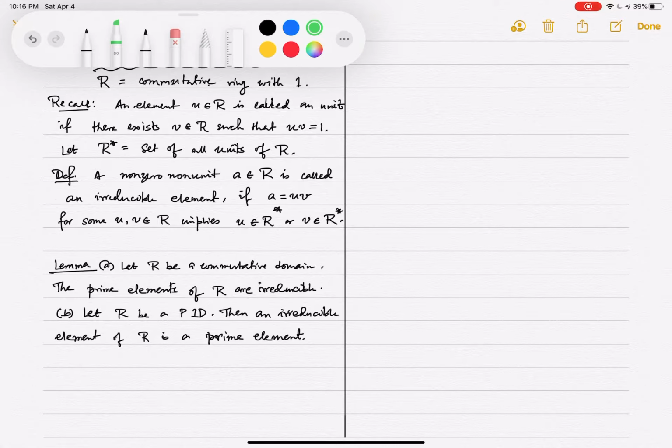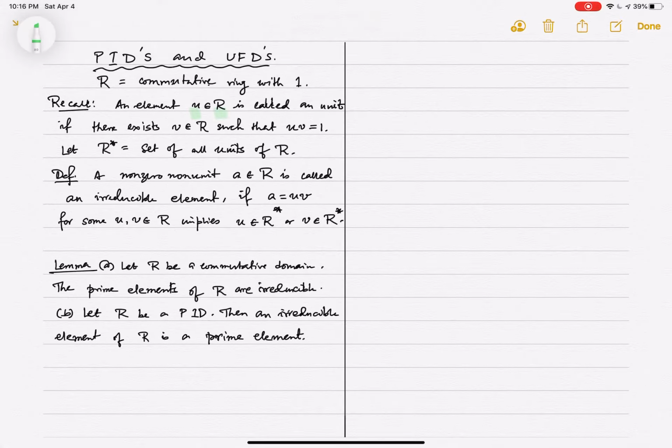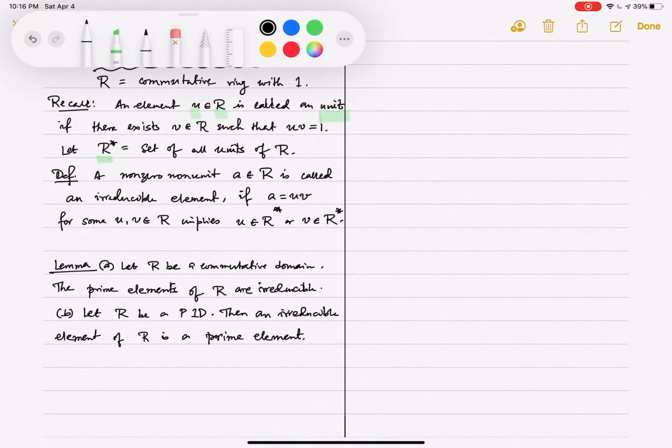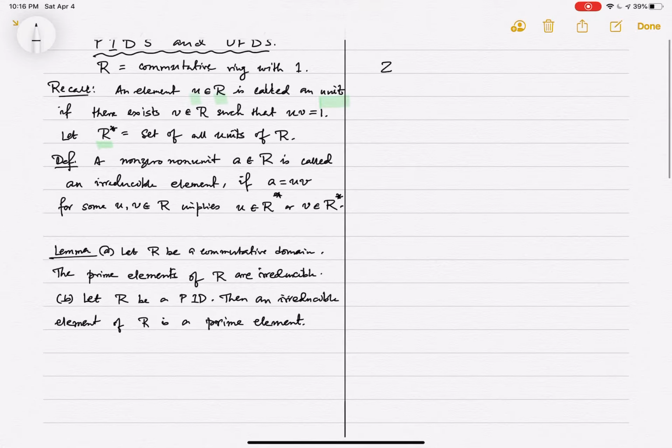An element U of a ring R is called a unit if there exists a V in the ring such that U times V is 1, which means it has an inverse in the ring. And R star is used to denote the set of all units in the ring R. So the units in Z are just 1 and minus 1. These are the elements that have inverses that are integers again.